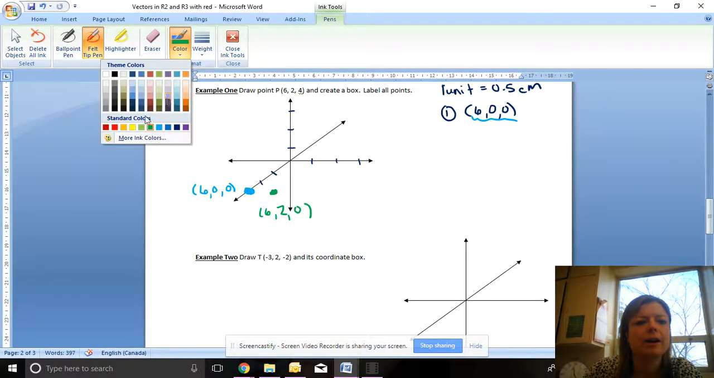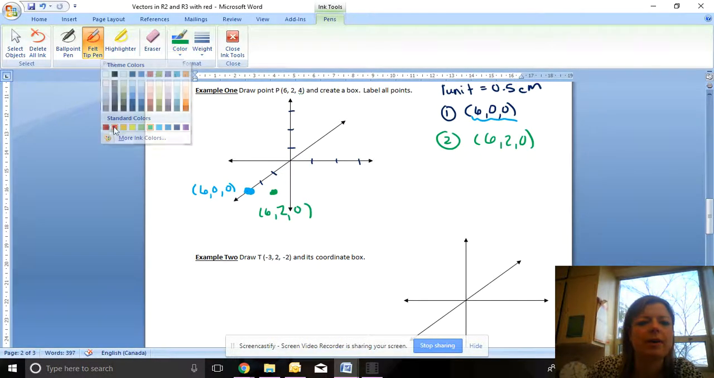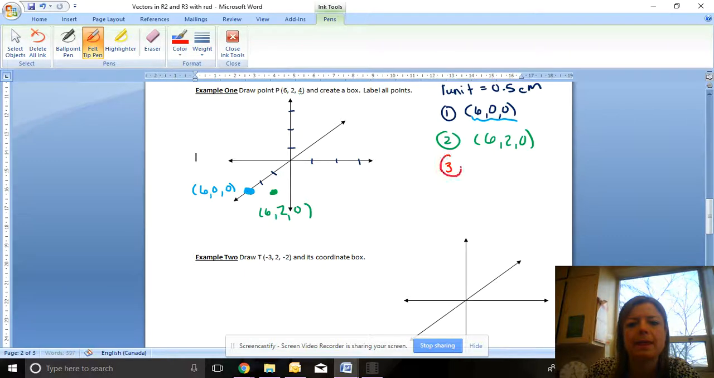And from there, I want to go, oh shoot. Okay, sorry, I should have written. So my second step is doing the point 6, 2, 0. And now I want to get my red and go 6, 2, 4. So again, you want to measure, in this case, 2 centimeters or 4 units up. So it should be just past the axis. So there you have the point.